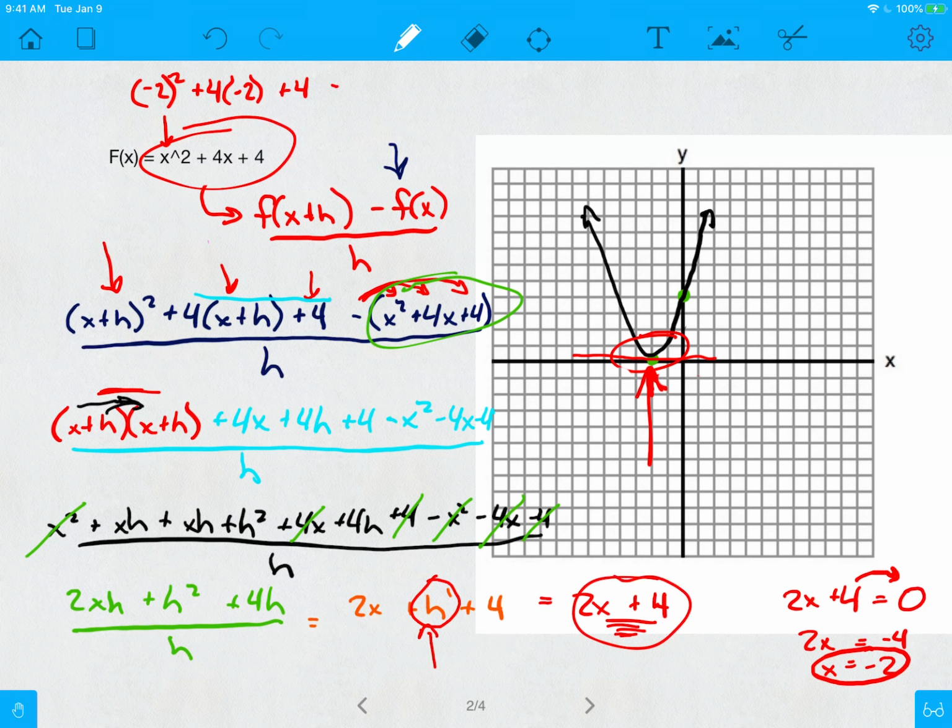And what happens here, if I square -2, it turns out to be positive 4. 4 times -2 is -8. We add 4, and guess what? It tells me my y number is 0. So the coordinate for the lowest point was -2, 0. Well, duh, we already knew that. It was right here. But this works every single time.